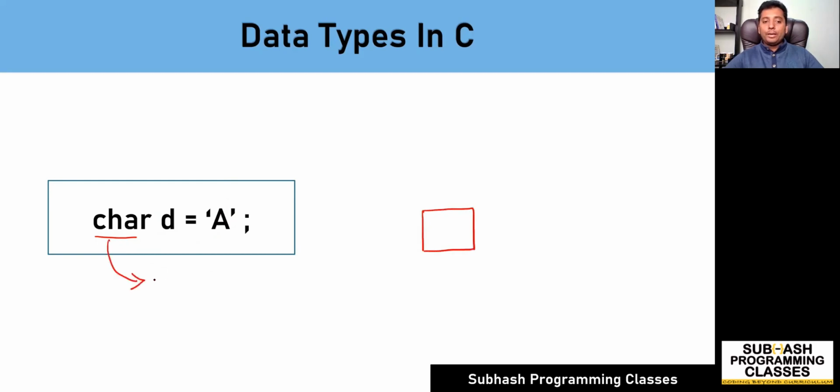So the char data type indicates to the compiler to allocate 1 byte of memory location and associate this memory location with the name d. So d becomes your variable name, and then store not the character A, but rather the ASCII value of this character A. For us, it looks as if we are storing the capital A into d, but internally what gets stored is the ASCII value of capital A, which is nothing but 65.